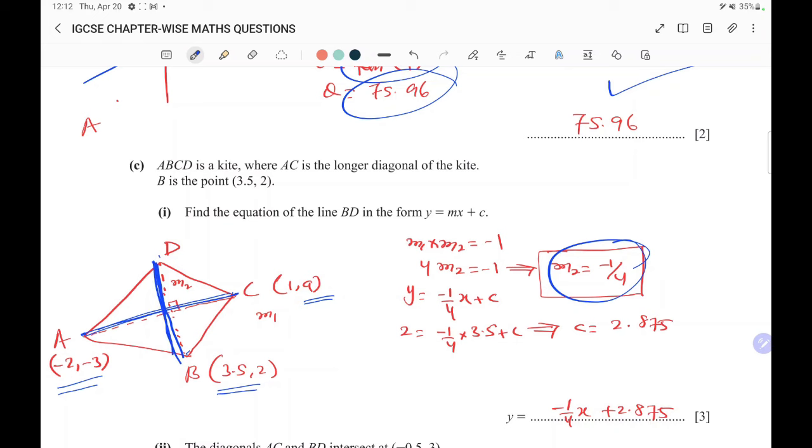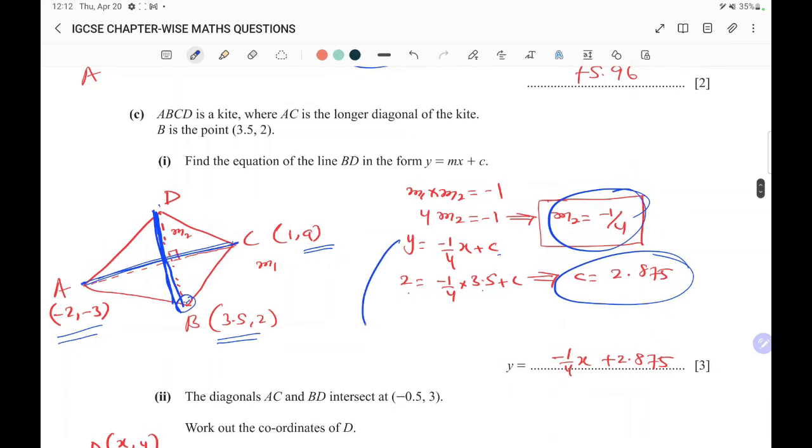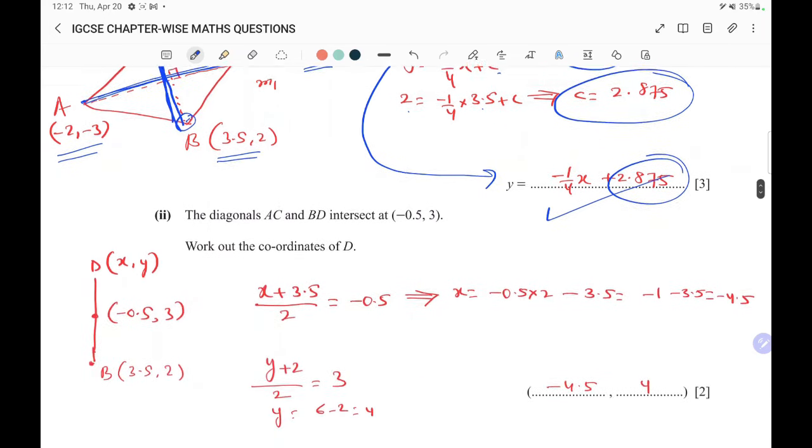Now the equation of BD is y = mx + c, so y = -1/4 x + c, and this is passing through (3.5, 2), so y is 2, x is 3.5. Here we can get c is 2.875. So finally our equation will be y = -1/4 x + 2.875. So this will be the answer.